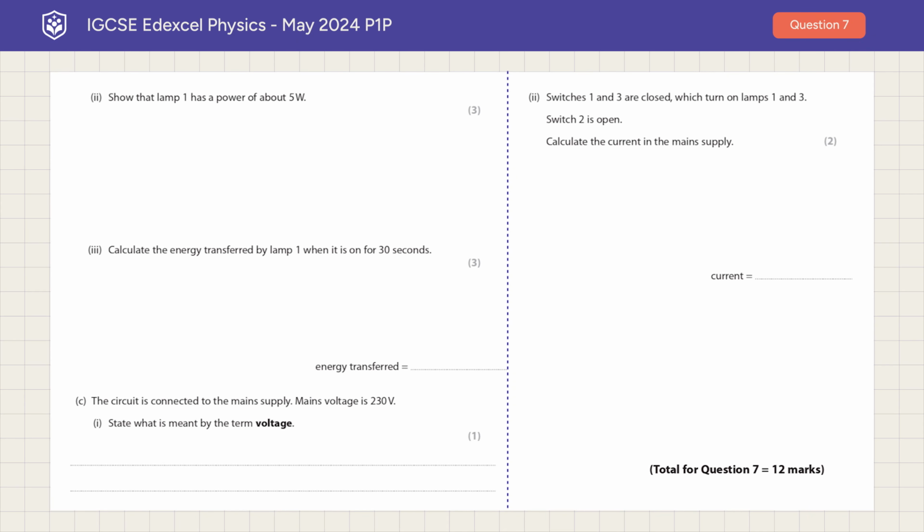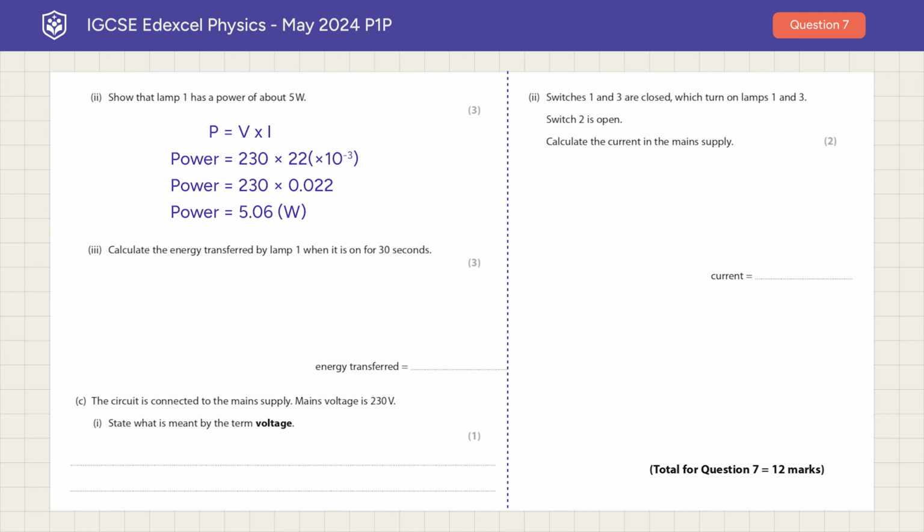Next, we're told the current in lamp 1 is 22 milliamps. To show its power is about 5 watts, we use the formula power equals voltage times current. The mains voltage is 230 volts, and the current is 0.022 amps, so the power is 5.06 watts, which is indeed about 5 watts.